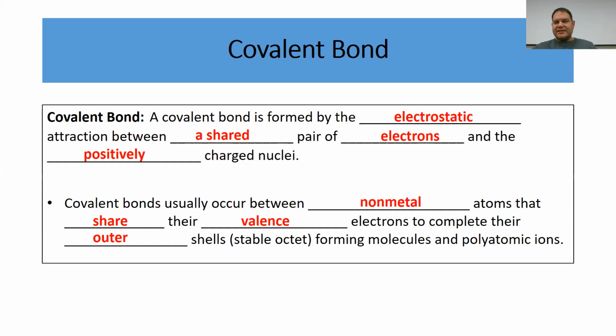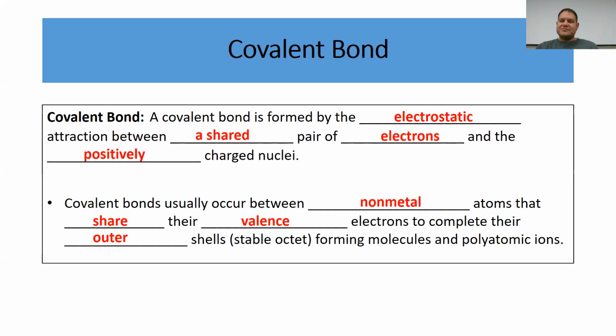So what exactly is a covalent bond? By definition, a covalent bond is formed by the electrostatic attraction between a shared pair of electrons and the positive charge nuclei of both atoms, okay? So here, the nonmetals, remember, they're not wanting to give up electrons. They're not excited about that. So they have to come up with something else.